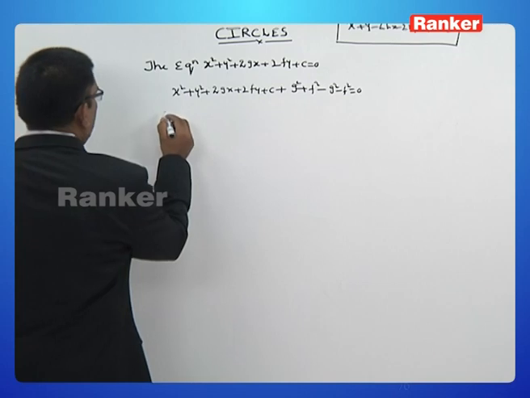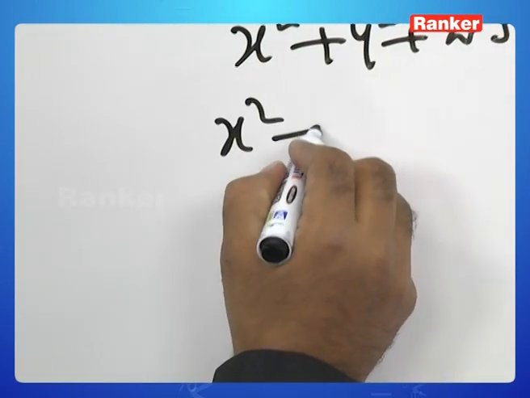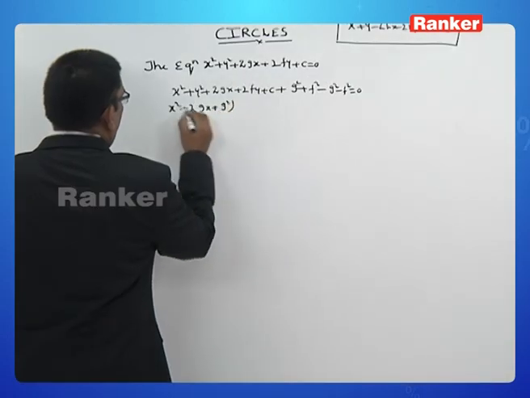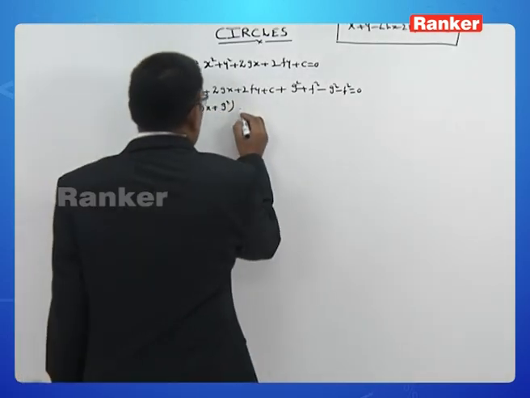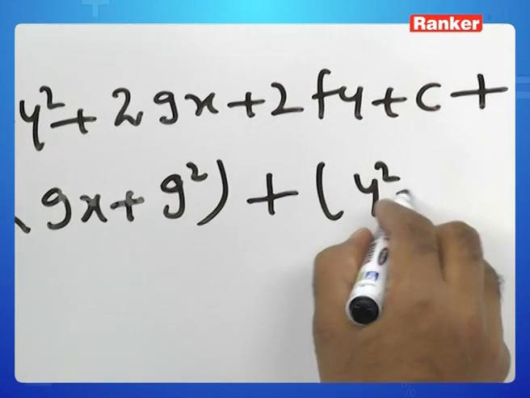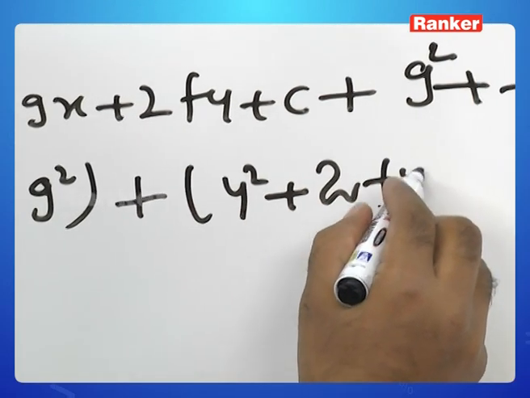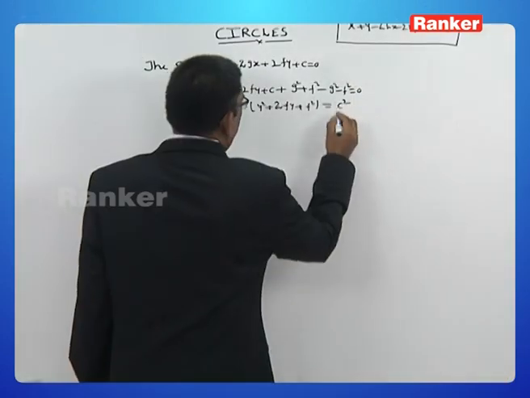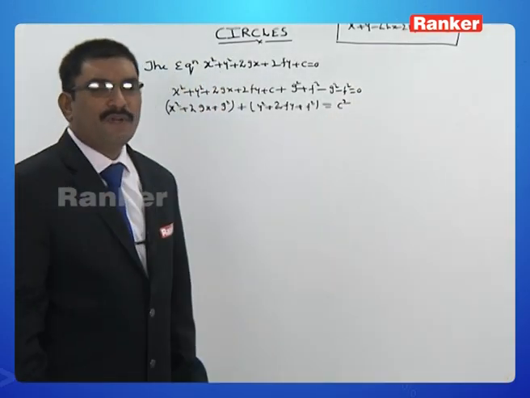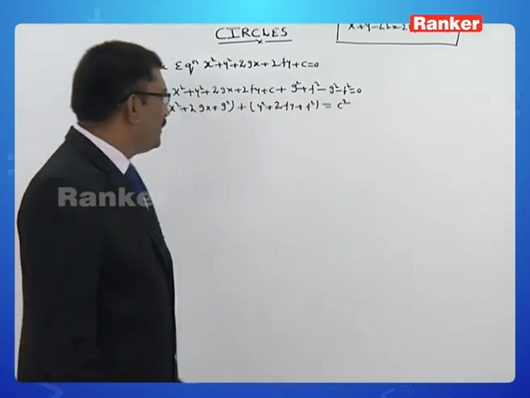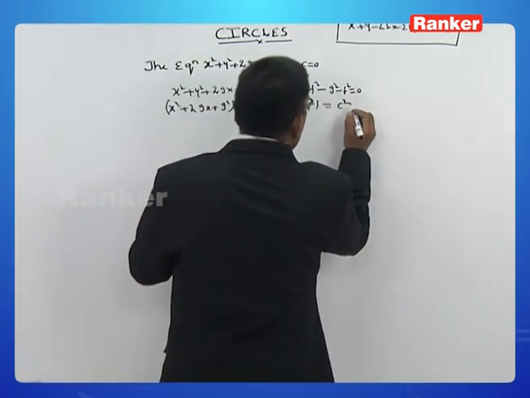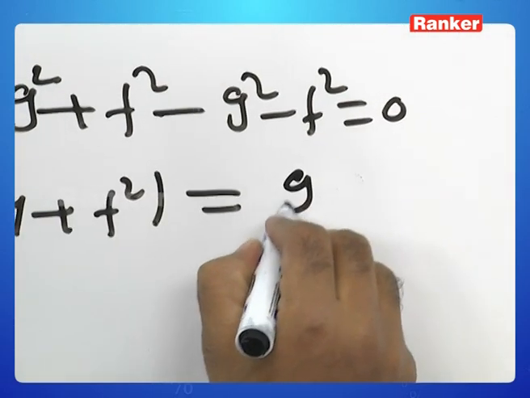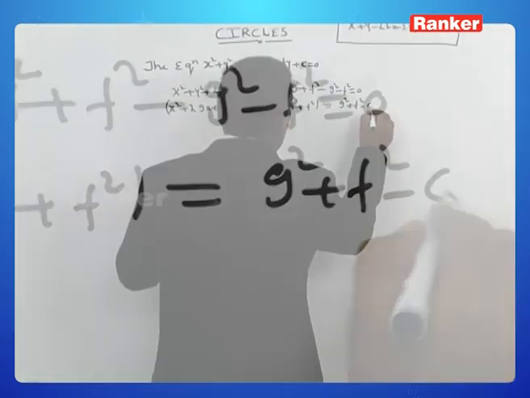Now group the like terms: x square plus 2gx plus g square in one bracket, and y square plus 2fy plus f square in one bracket. Transfer c square to the RHS. Meanwhile, this g square also, so that is minus c, this is minus c, that is g square plus f square minus c.